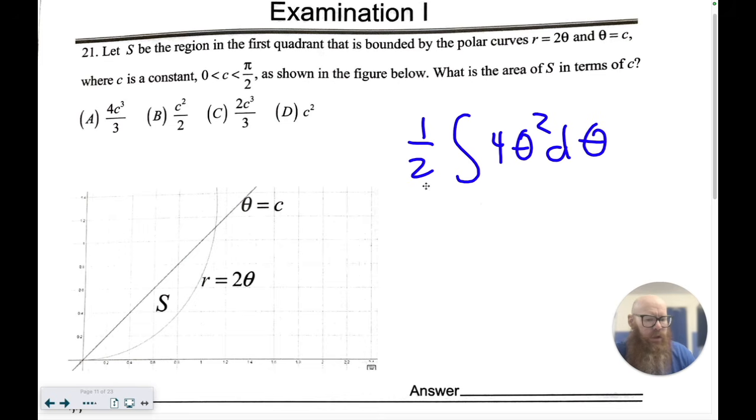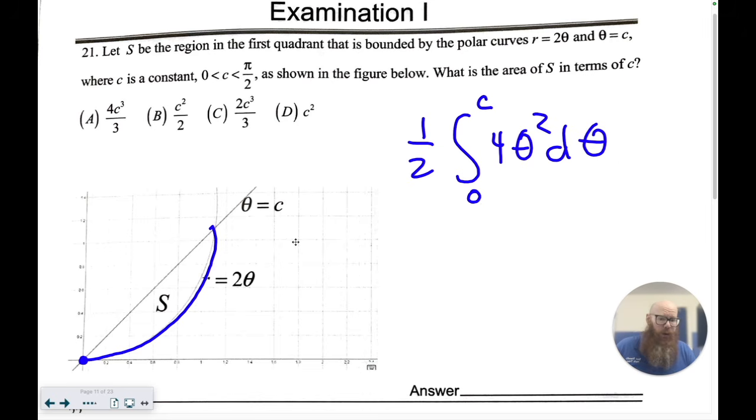And then usually the hardest part is knowing what we're integrating between, or the limits of integration. So if I think about how I'm sweeping out this curve, I'm clearly starting at 0, because if I start here, 2 times 0 is 0. And then I'm integrating until I get to an angle of C, right? I'm stopping at angle C. And that's it.